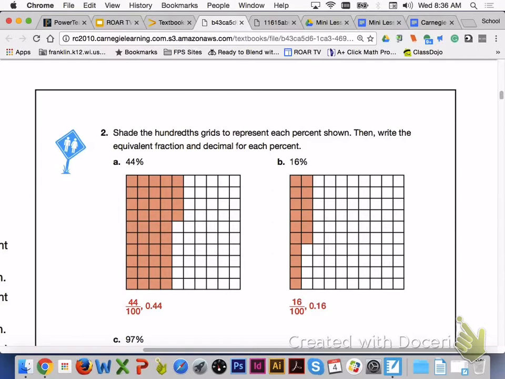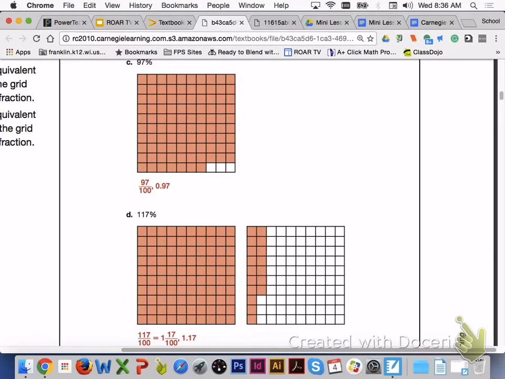For number 2, letter A, I have 44 squares on the hundredths grid shaded in. My equivalent fraction is 44 over 100, and my decimal is 44 hundredths. For letter B, I have 16 squares shaded in. My equivalent fraction is 16 over 100, and my decimal is 16 hundredths. For letter C, I have 97 squares shaded in. My equivalent fraction is 97 over 100, and my decimal is 97 hundredths.